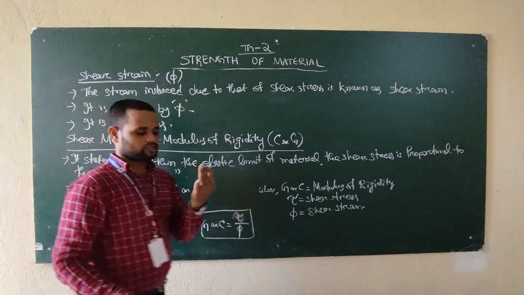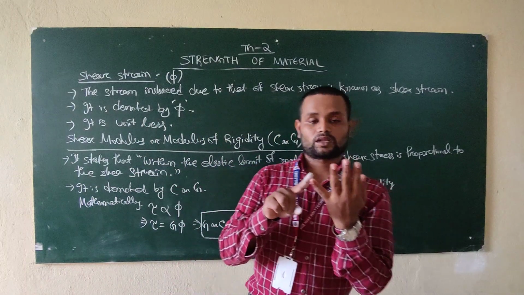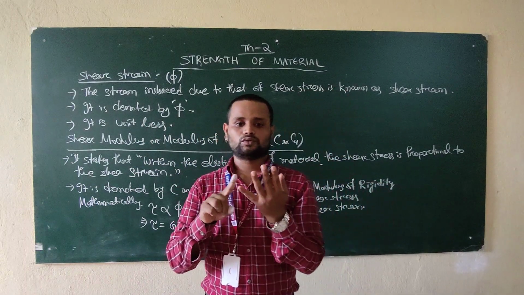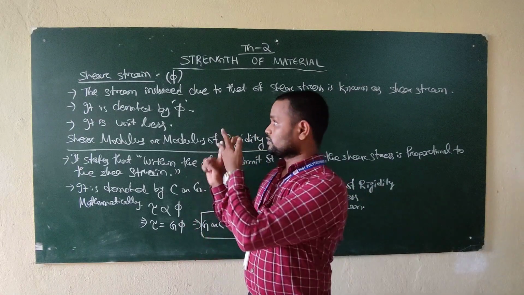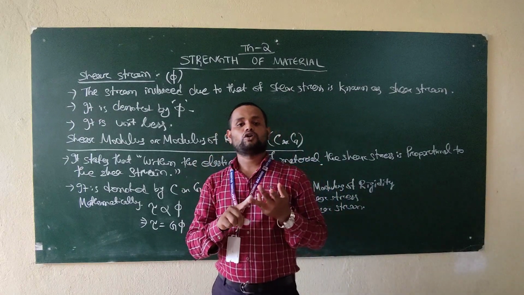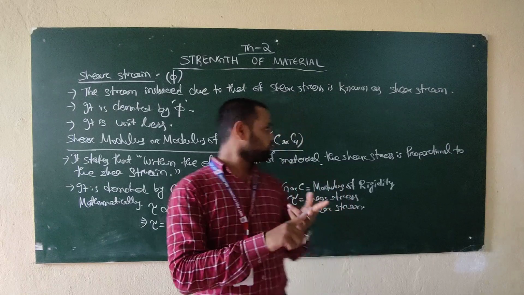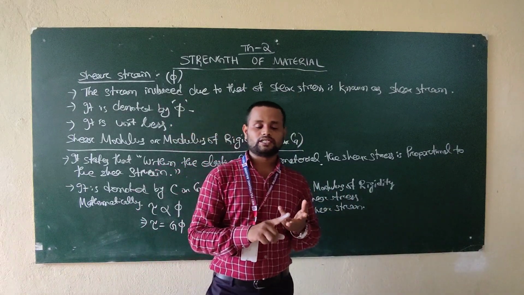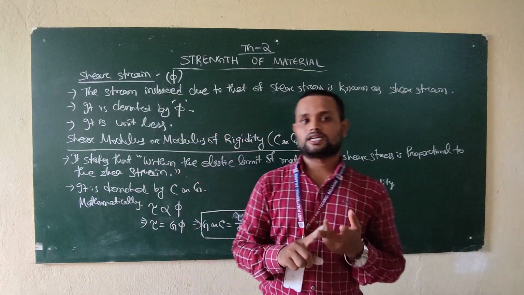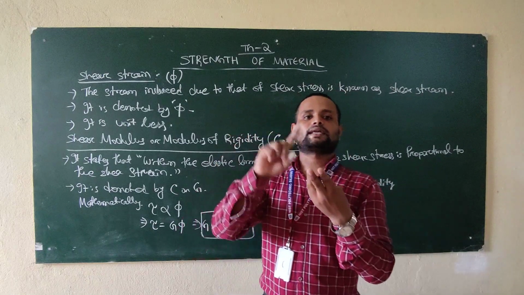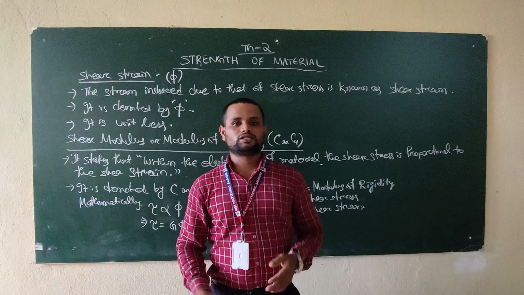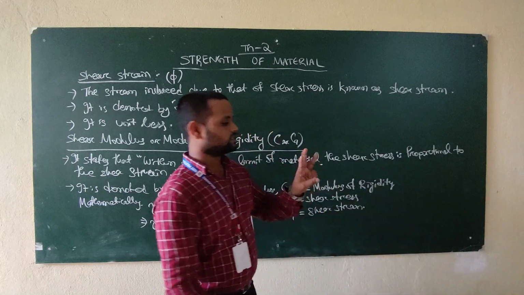So in total we have discussed three constants: in Hooke's law we found Young's modulus, capital E. In this class we have studied the bulk modulus, that is K, and the modulus of rigidity or shear modulus, that is G or C. So there are three constants, E, G and K. In the next class we will discuss the relation between these three constants.